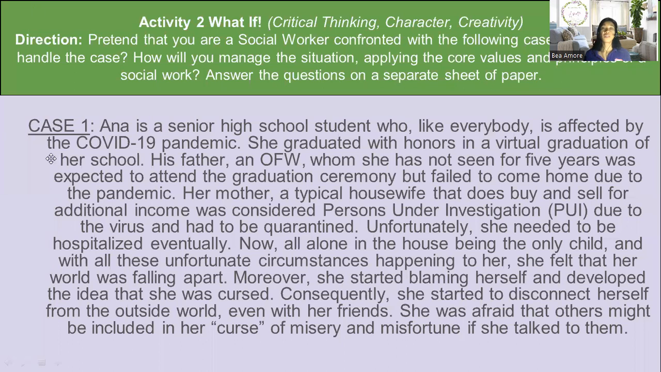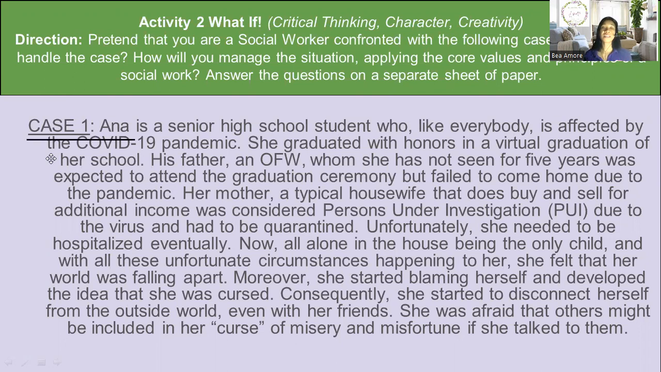I have here activity 2. What if? You need critical thinking, character, and creativity. You have to pretend that you are a social worker confronted with the following cases. How will you handle the case? How will you manage the situation? Applying the core values and principles of social work. Answer the questions on your notebook in DS.